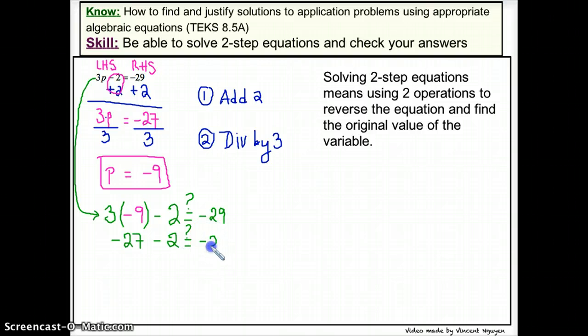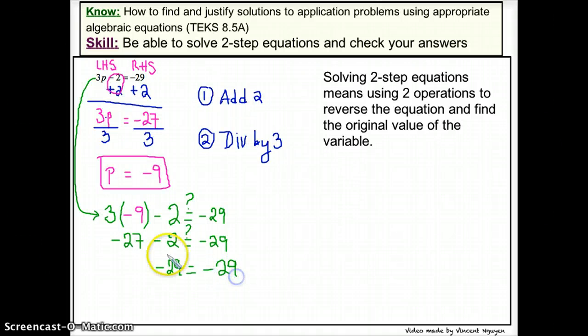Well, let's hope. You have negative 27 and then you have another negative 2. So if you combine those two values, you actually end up adding those two negatives together. So you do get negative 29 on the left-hand side. And that is no argument, it equals negative 29 on the other side.